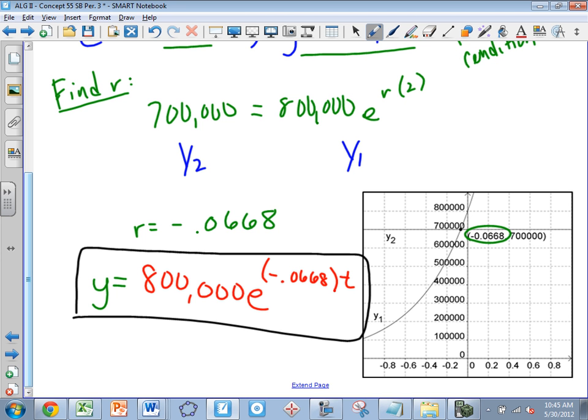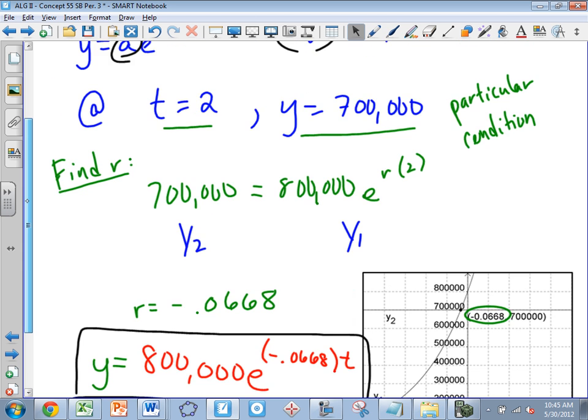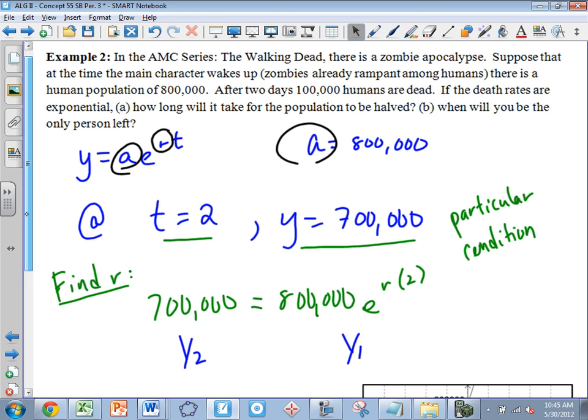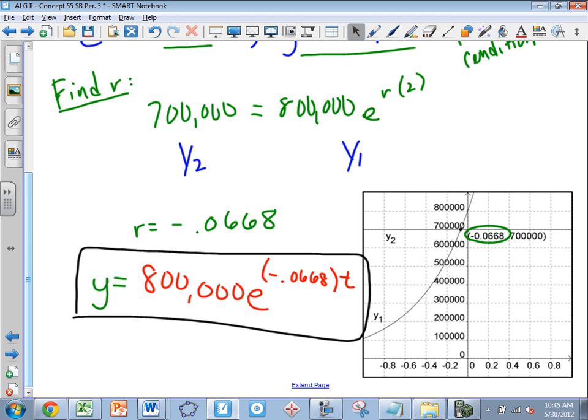Well, right now we don't know T. Look at part A, Rosie. That was only for that condition, right? We were told that when T equals 2, there's 100,000 humans dead. But for part A, it says, how long will it take for the population to be half? So are we going to be solving for T now? So we need to leave T as a variable. Again, take a look at this function. The next part, we're going to be solving for T.